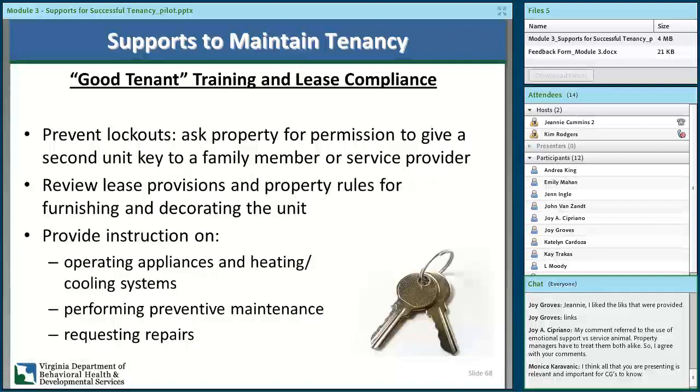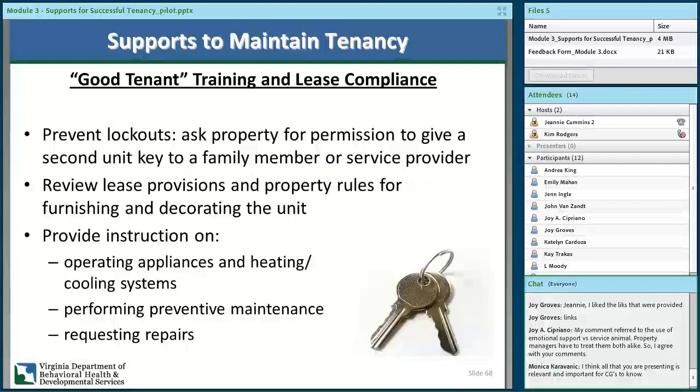Next, housing guides can review any lease provisions or property rules that restrict how tenants can furnish and decorate their units with the individual. Pay particular attention to requirements related to covering hardwood floors, making holes in walls to hang pictures, and prohibitions against certain furnishings like large fish tanks or water beds.